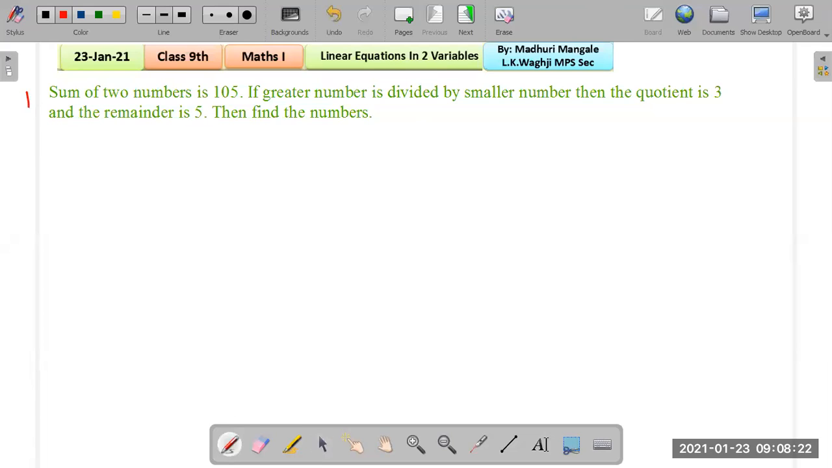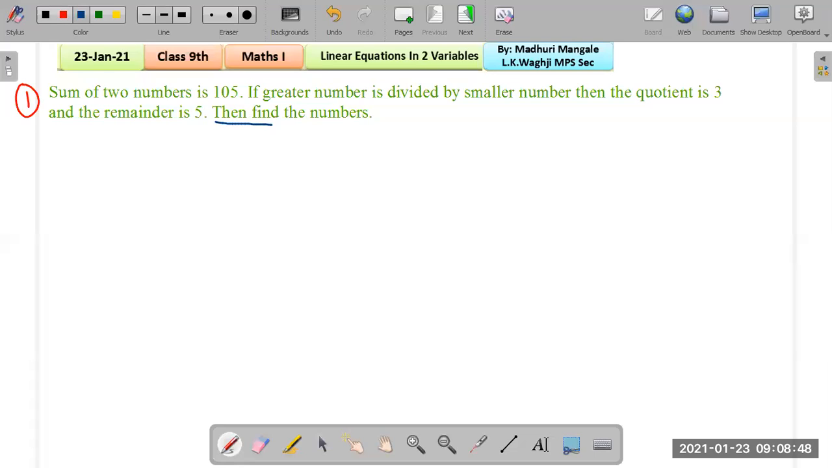The first question says we are working on word problems. So how do we begin? Always start with setting up the variables. What does this mean? It means we need to set up two variables, x and y, or maybe a, b, or m, n, or p, q. Any variables. And how do you know what should be x and what should be y?